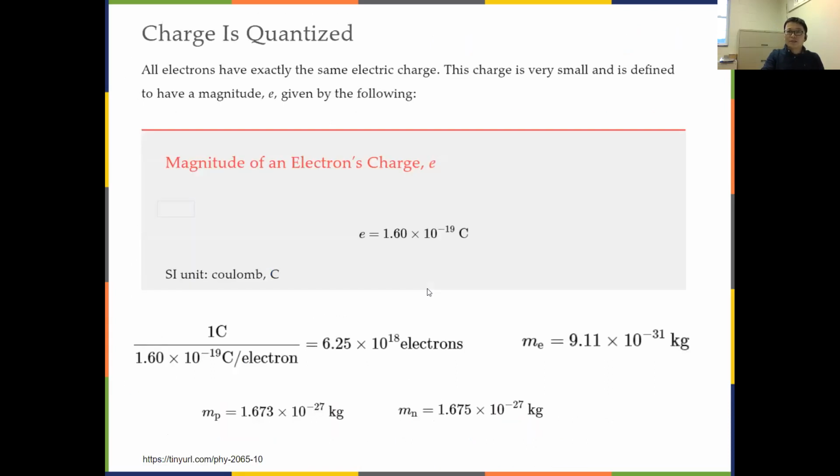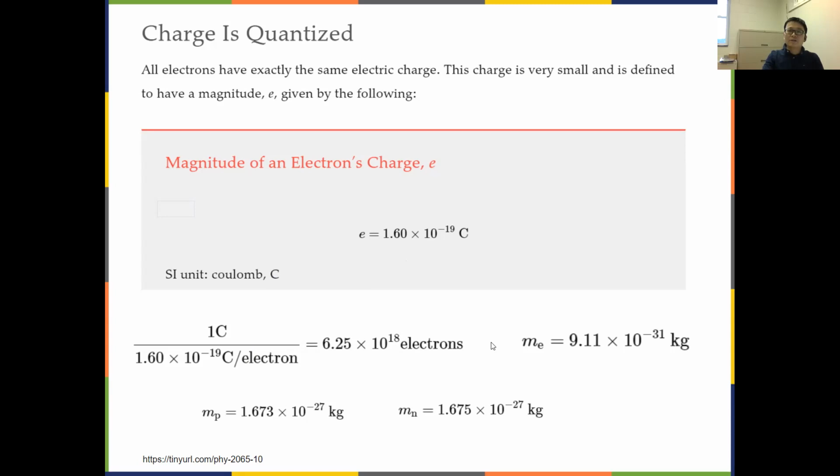Another note is that charge is quantized. So charge doesn't increase smoothly. They are actually discrete. They add up by a small portion called the electron charge, which is 1.60 times 10 to the negative 19 coulombs. Okay, so you cannot go smaller than this number. So it has to be an increment of either this number or multiples of this number. So for 1 coulomb of charge, there are about 6.25 times 10 to the 18 electrons in it.